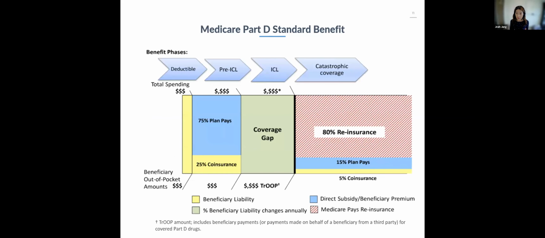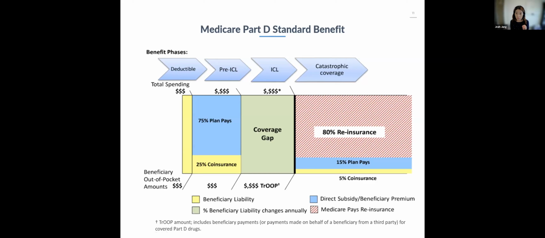So we've seen this diagram before. Steve covered a little bit in the earlier segments. This is the original standard of benefits from when the Part D program was first created in 2006. We know that now the coverage gap has been closed. However, we still use this benefit phase based on this standard diagram.